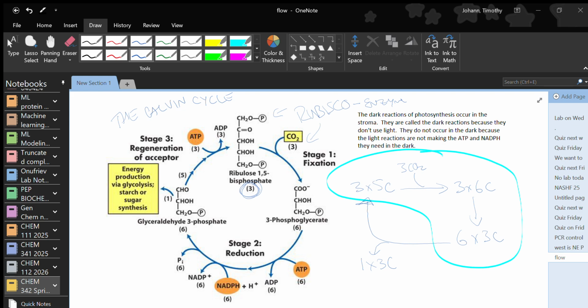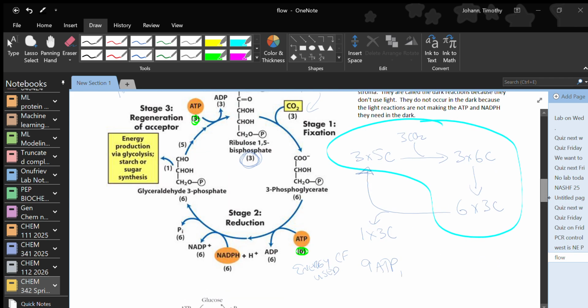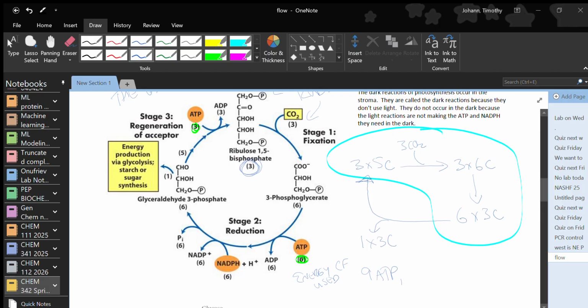Let's look at, before we move on here, the number of ATP we use. Let's count them up. I've got 6 here, right? And I've got 3 here. So that's 9 ATP used to do this. And so we'll talk about energy used, energy cofactors used. Okay, we've got 9 ATP, and how many NADPH do you see being used? 6 NADPH.